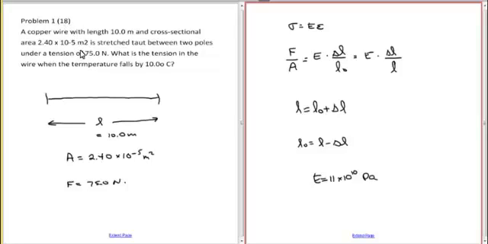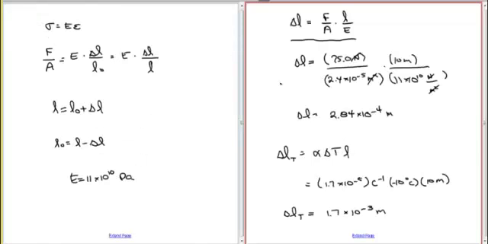So we had a copper wire that was initially 10 meters in length, stretched with a cross-sectional area such that it's under a tension. So I used this relationship to find out what the delta L would be, and I assumed that delta L was much smaller than L, so that instead of using L0, the initial length, I could use the stretched length.